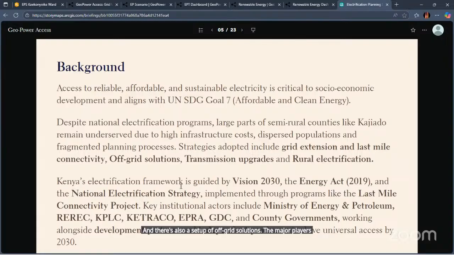The major players in these electrification plannings include the Ministry of Energy and Petroleum, REREC, KPLC, who are the major suppliers, and county governments, which are in charge of making the county energy plans. Also, they work alongside other development partners, such as the World Bank, that finance major electrification programs. There's also the African Development Bank and USAID. Also, there are private energy developers that are driving the universal access in line with the goal of Vision 2030, doing efforts such as setting up the solar panels and other renewable energy initiatives.